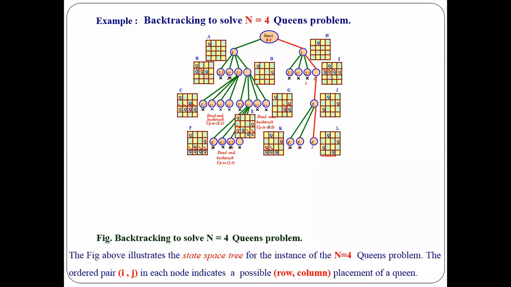So this is all about backtracking, and the figure above illustrates the state space tree for the instance of n equal to 4 queens, and the ordered pair I comma J in each node indicates the possible row column placement of the queen. So I comma J is the placement of queens. If we take it as 0 0 for your A over here, you can see in these circles, 2 comma 1 means placement of the queen at the second row and first column, 2 comma 2 means placement at the second row and second column, second row and third column, and so on.